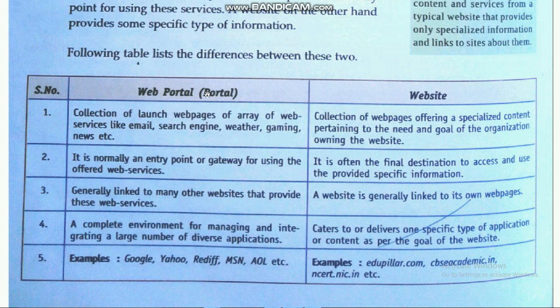Number four, a web portal is a complete environment for managing and integrating a large number of diverse applications, but the website caters to deliver one specific type of application or content as per the goal of the website. Now the examples of web portals are Google, Yahoo, Rediff, MSN, AOL, etc. And the examples of websites are Equipilar, CBSE, Academic.in, NCERT, etc.